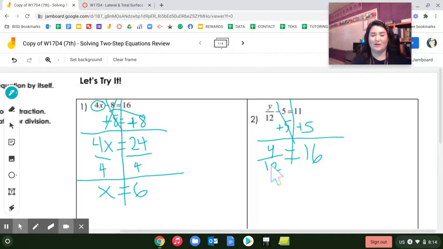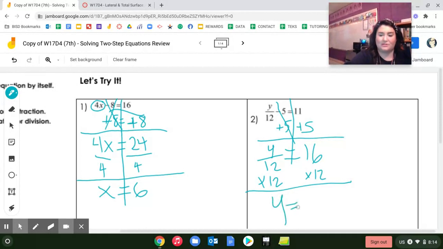Our next step will be to reverse division, which would be multiplication of 12 on both sides. And our answer becomes 192. I promise I can't do math that fast. I just already knew the answer from yesterday.